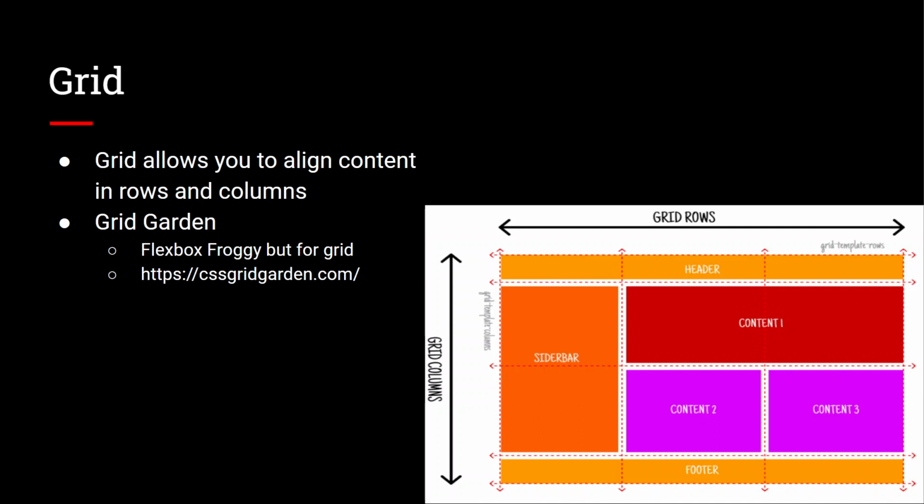Next is grid. Grid allows you to align content in rows and columns almost like a table. So you define a template for your grid, and then your elements just sit in those positions. In this little picture here, you can see there's a header and a footer and a sidebar content and then 2 other contents. So this is for more intricate layouts. Pretty much you can do this in Flexbox as well. It's just that if you have a bunch of these grids, it's a little less code to do the same thing. And then the counterpart to Flexbox Froggy is Grid Garden, so cssgridgarden.com.